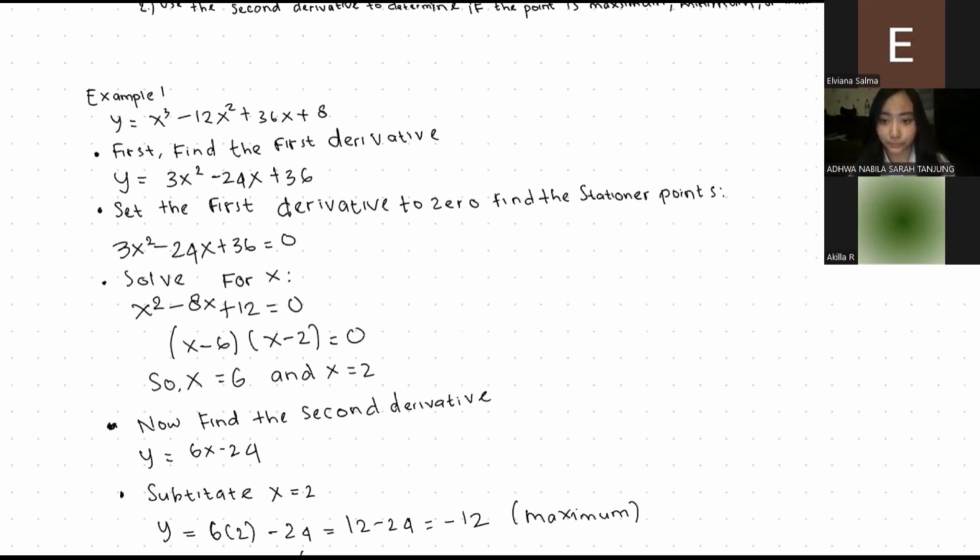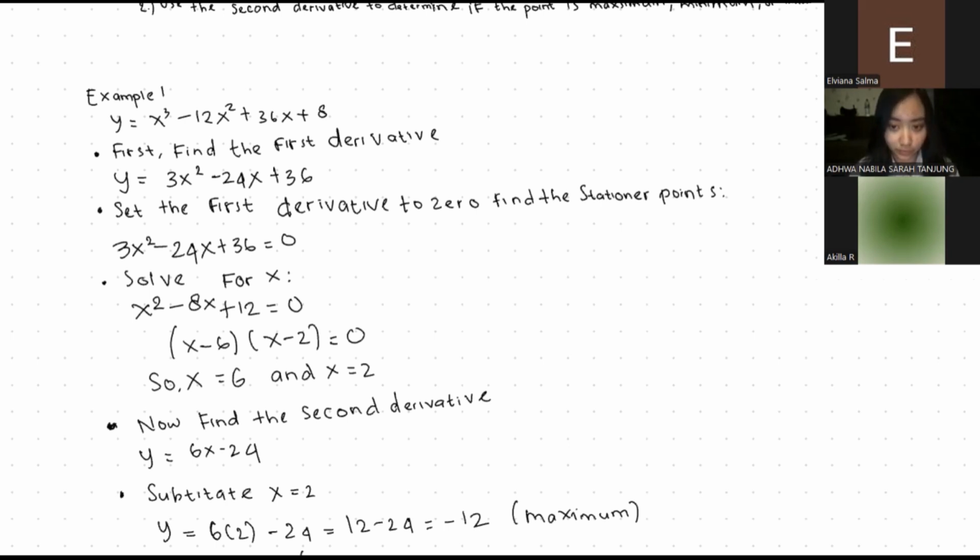For example, y equals x cubed minus 12x squared plus 36x plus 8. The first derivative of y with respect to x is 3x squared minus 24x plus 36. We set the first derivative equal to 0. 3x squared minus 24x plus 36 equals 0.